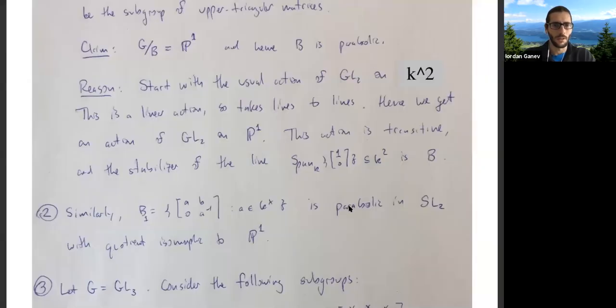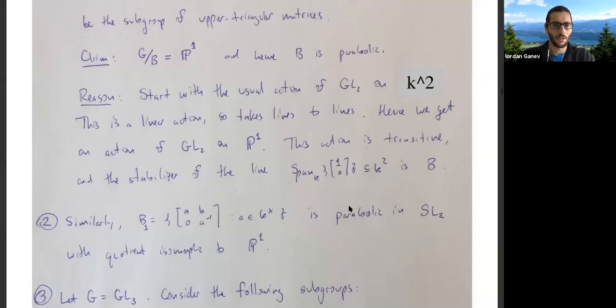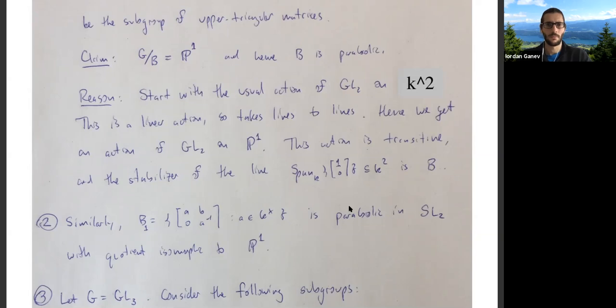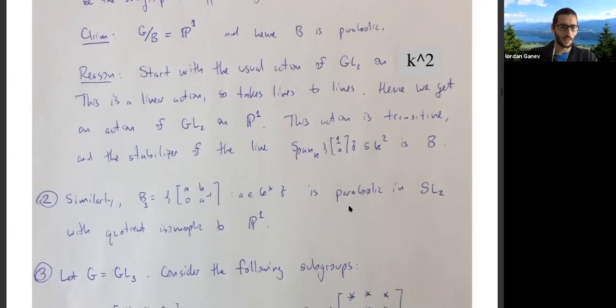Okay, so any questions on the definition of parabolic subgroup or these first two examples? All right, let's move on to the next example then.